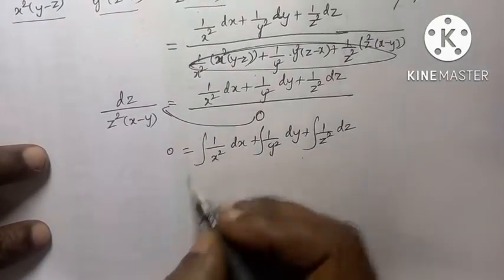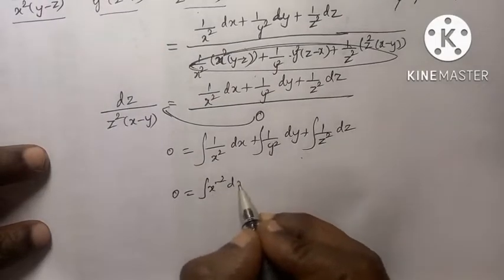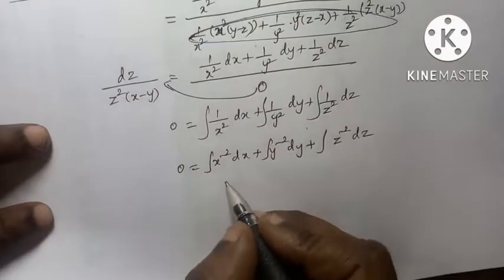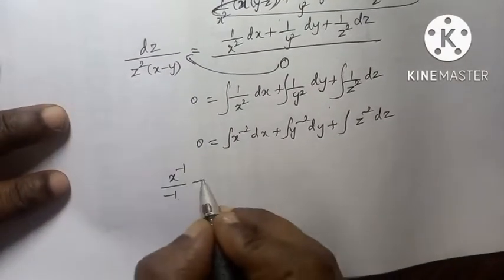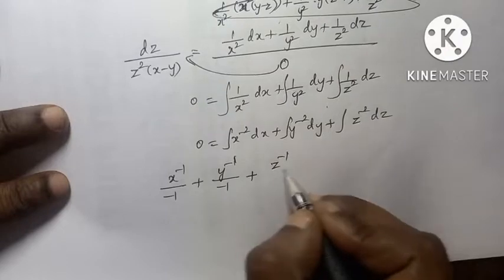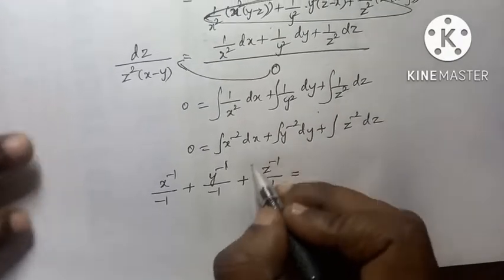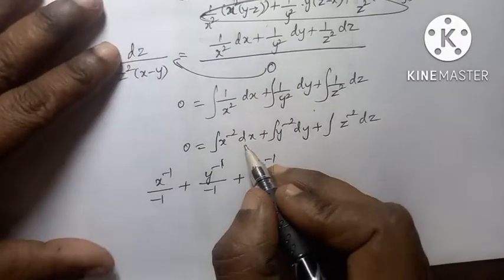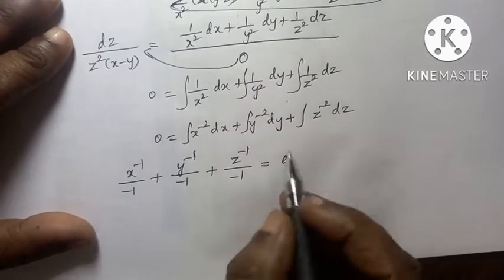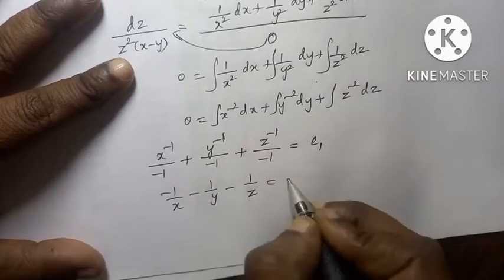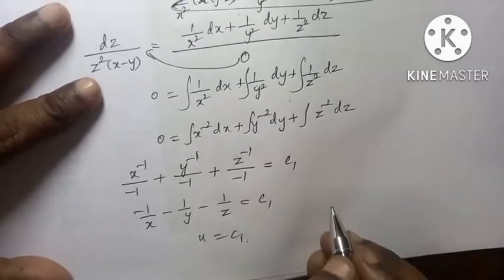Integrate. Take the term to numerator. x power minus 2 dx, y power minus 2 dy, z power minus 2 dz. Integrate. x power minus 2 plus 1 by minus 2 plus 1, y power minus 2 plus 1 by minus 2 plus 1, z power minus 2 plus 1 by minus 2 plus 1. Formula: integral x power n dx is x power n plus 1 by n plus 1. Which is equal to C1, constant of integration, which is minus 1 by x, minus 1 by y, minus 1 by z. U is equal to C1. Okay, similarly, we have to find V is equal to C2.